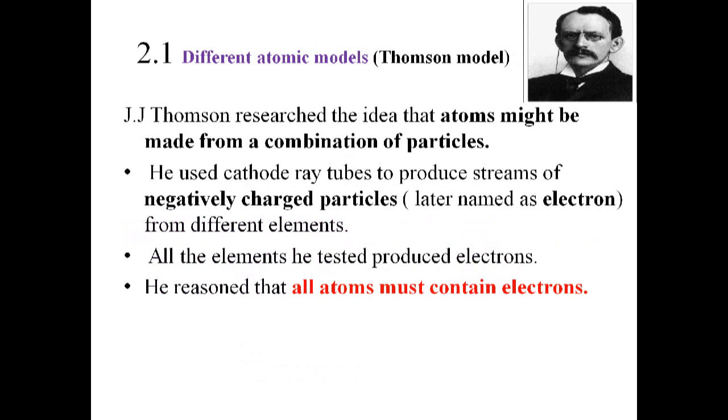J.J. Thomson researched the idea that atoms might be made of a combination of particles. He used cathode ray tubes to produce a stream of negatively charged electrons, or negatively charged particles, from different elements, and he was successful in producing the stream of negatively charged particles using different elements. And he reasoned that all atoms must contain electrons.